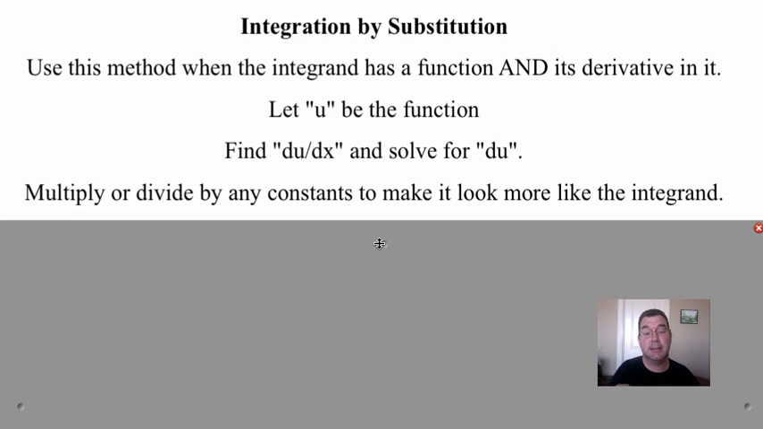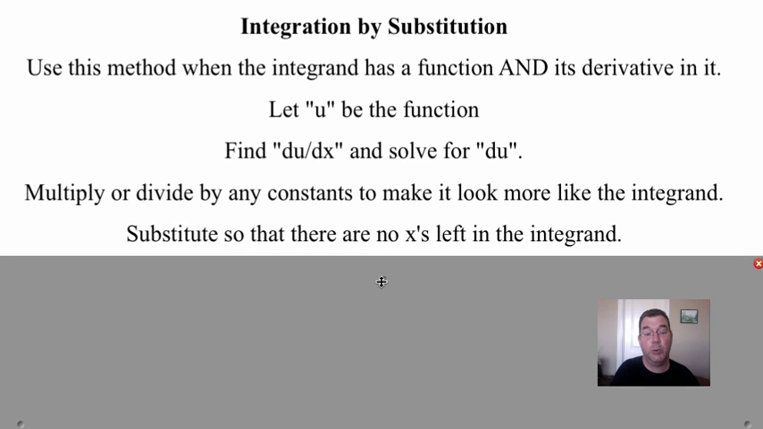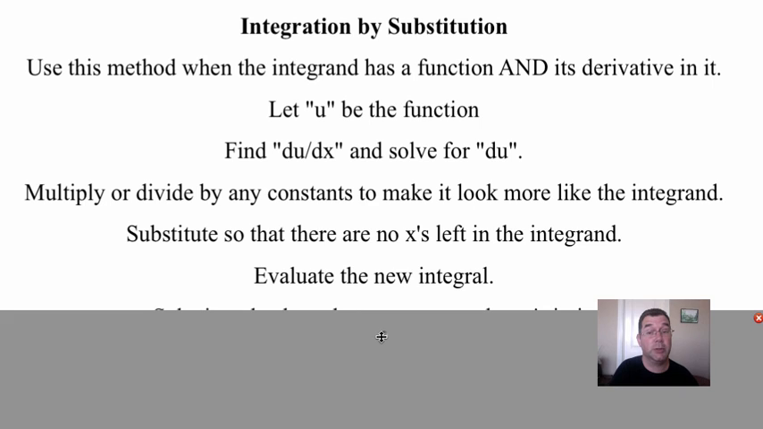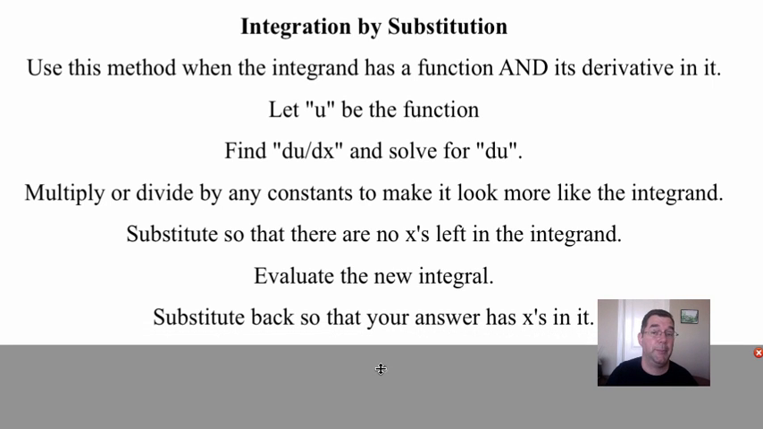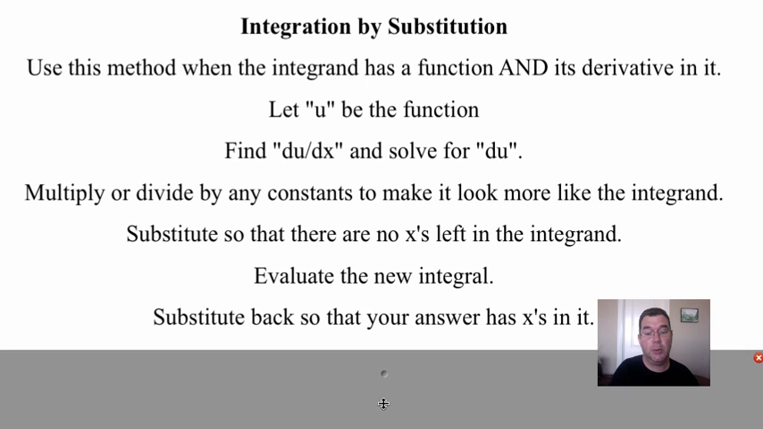If there are any constants that appear in the derivative that aren't in the question that you're trying to solve, then you're going to multiply or divide them out just to make du look more like what it does in the question. And then we are going to make substitutions so that all of your x's and dx's are replaced with u's and du's. And then we're just going to evaluate with respect to u instead of with respect to x. So now I have an antiderivative that's in terms of u, but obviously I want to get back in terms of x's. So I need to substitute back what u was equal to in terms of x so that I can actually answer the question.